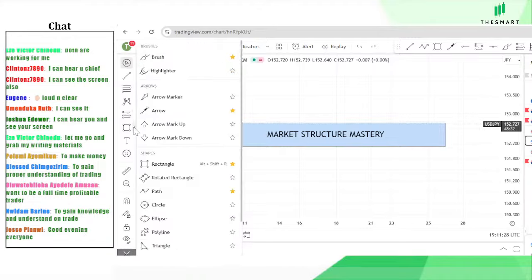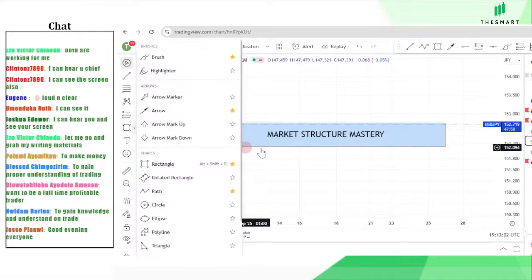Then you come to your shapes. You have your brush, arrow marker, arrow, rectangle, and all of those things. You will get to see how I use them, because just mentioning them won't actually make sense. But when you stay through the class, and that's why I say come prepared and come with your questions, so that whatever you don't understand, you get to ask and we'll answer them live during the classes.